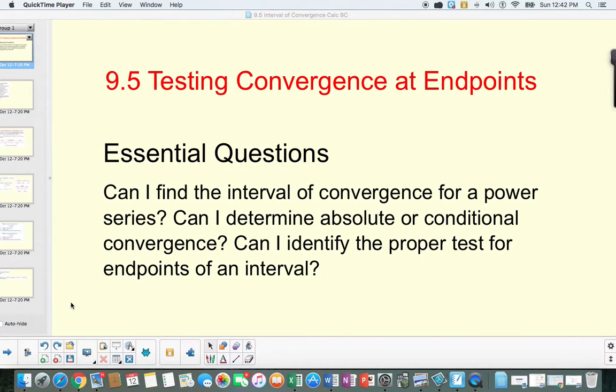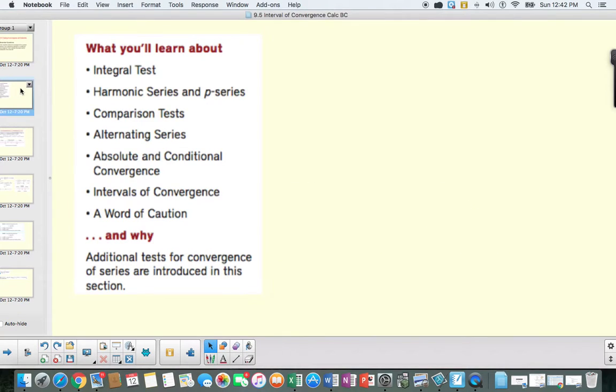9.5, testing convergence at endpoints. Essential questions. Can I find the interval of convergence for a power series? Can I determine absolute or conditional convergence? Can I identify the proper test for endpoints of an interval? These are the concepts we're going to be covering.